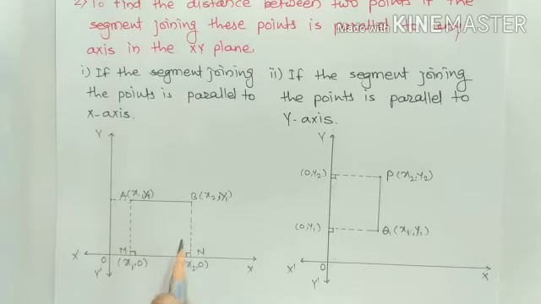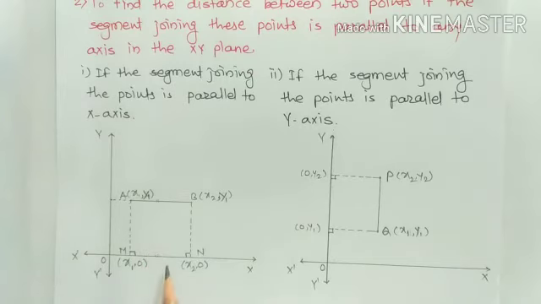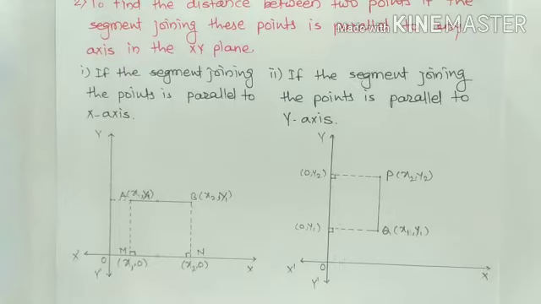and that's why AB equals MN. It means that the length of AB equals the length of MN, that is, distance MN equals distance AB. And we know that to find the distance between two points on the x-axis, we use x2 minus x1. Here MN equals x2 minus x1, and therefore distance AB equals x2 minus x1.